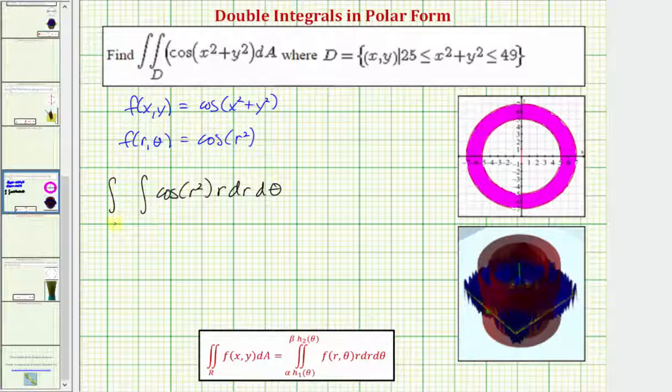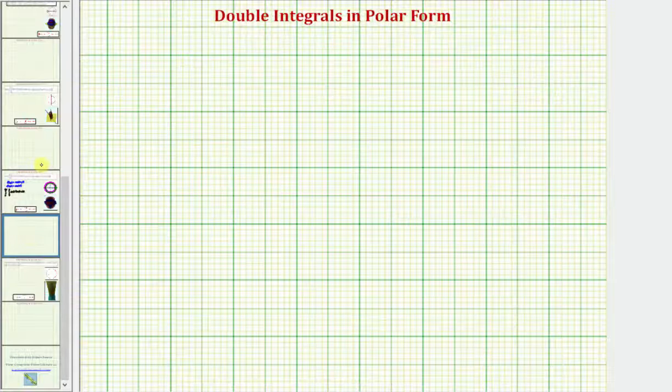And now we need to find the limits of integration for r and theta that would trace out this area in the xy plane. Well, notice how the radius r would be from 5 to 7. So the limits of integration for r are from 5 to 7. And then to trace out this area, we'd have to rotate one full revolution, which would be from 0 all the way to 2 pi radians. So limits of integration for theta are from 0 to 2 pi. Now that we have our double integral set up in polar form, let's evaluate this on the next slide.